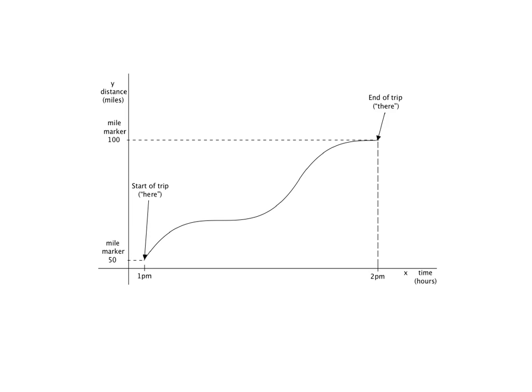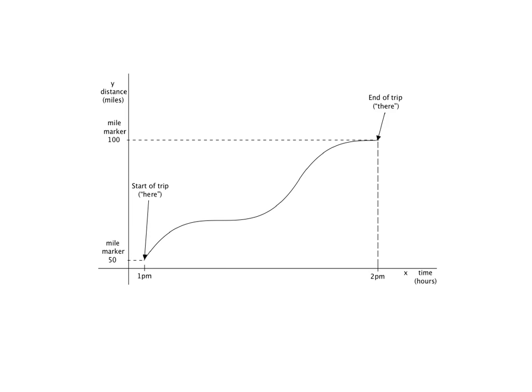Depicting this on a graph, we have the start of our trip being here, over in the left-hand corner of the graph, and the end of the trip being there, the right-hand corner. At the start of our trip, we leave at 1 p.m. and at mile marker 50, and an hour later at 2 p.m. we end our trip at mile marker 100.